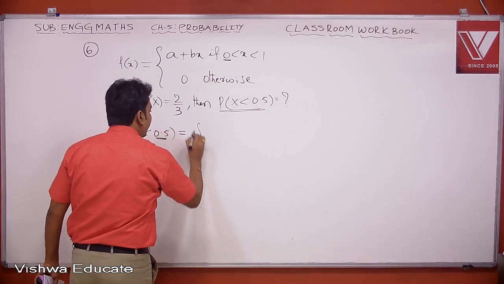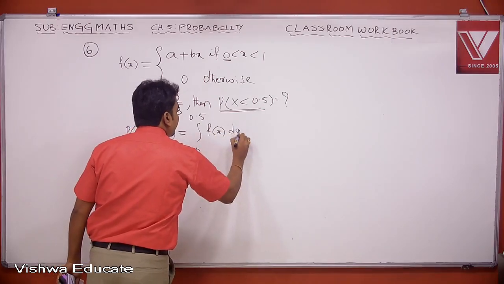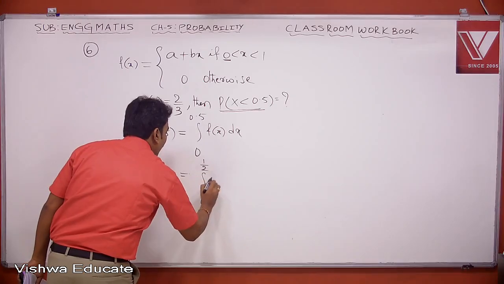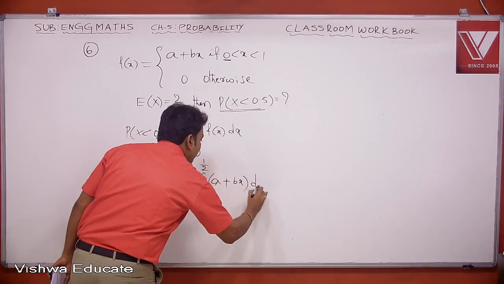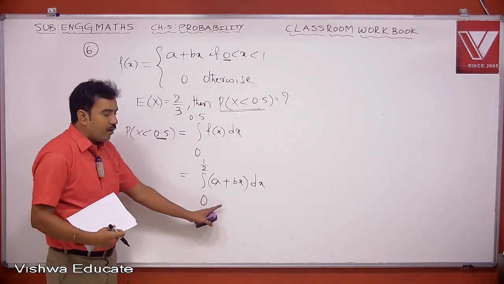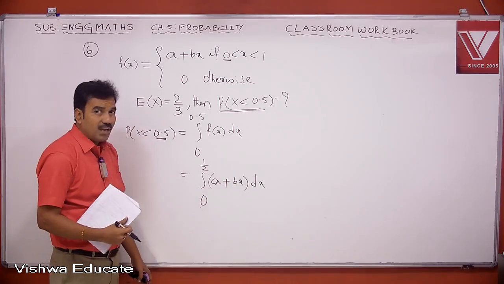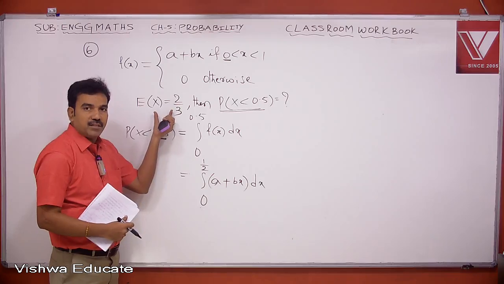Therefore, this will be integral 0 to 0.5 f of x dx. So, therefore, this is integral 0 to 1 by 2 of f of x, which means a plus bx dx. Therefore, to get the value of this integral, I must know the values of a and b. Now, how to get the values? Use this condition: expectation of x is 2 by 3.